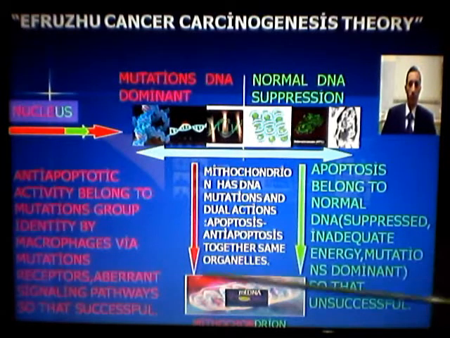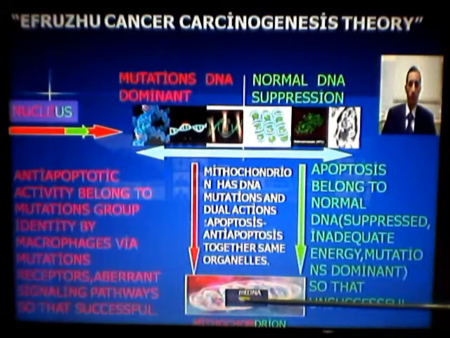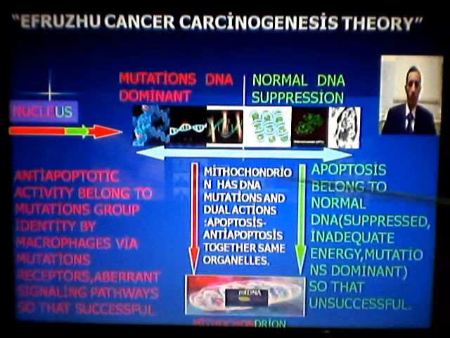This is mitochondrion, and inside of mitochondrial DNA there are a lot of mutations. Mitochondrion has DNA mutations and dual actions, apoptosis and anti-apoptosis, together, in the same organelles.